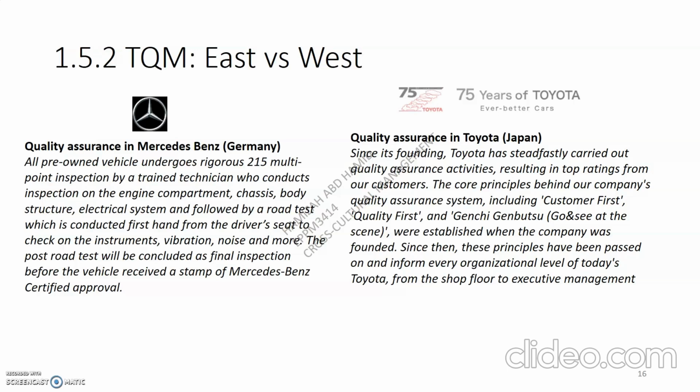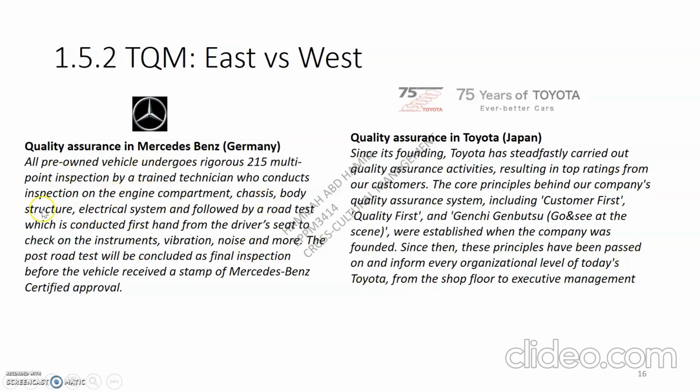Since its founding, Toyota has steadfastly carried out quality assurance activities, resulting in top ratings from our customers. The core principles behind our company's quality assurance system include customer first, quality first, and go see at the scene. They were established when the company was founded. The principles have been passed on and inform every organizational level of today's Toyota. Now, what is the difference here?